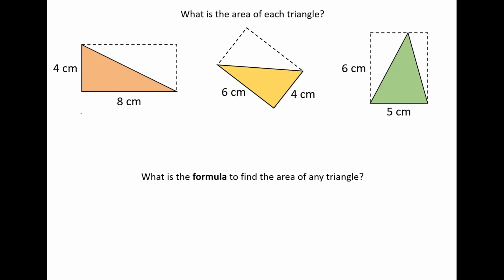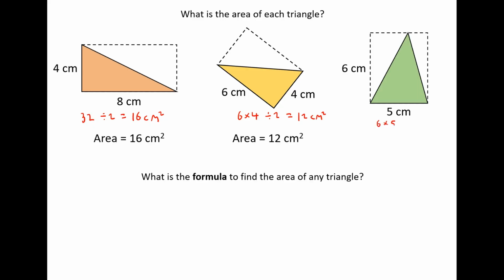But if I halve it, I should get 16 centimeters squared. And this one here was 6 times 4. So if I did 6 times 4 and then I divide it by 2, I should get 12 centimeters squared. And for this shape here, it was originally a rectangle. 6 times 5 is 30. However, if I divide it by 2, I'm going to get 15 centimeters squared.